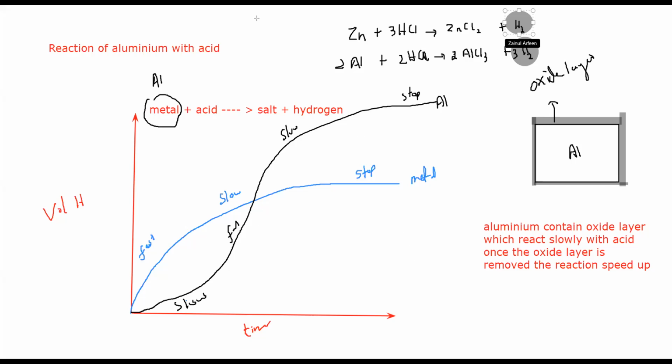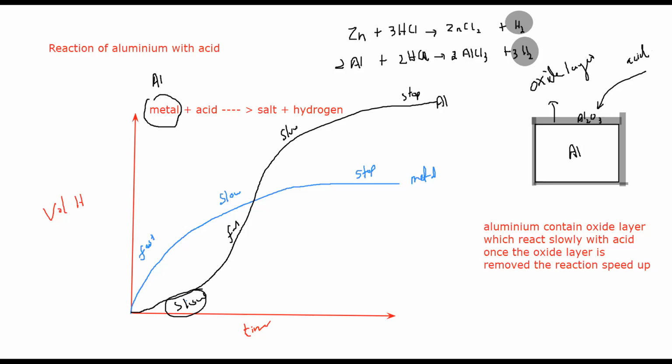So what happens when you have a piece of the metal, aluminium? Aluminium reacts with the surrounding oxygen, and it will form aluminium oxide. So the top layer of aluminium is actually not aluminium, it is aluminium oxide. And aluminium oxide does not react easily with acid, it reacts slowly with acid. That's why in the beginning, the reaction is slow. Why is the reaction slow in the beginning? Because the acid was reacting with the protective oxide layer on the surface of aluminium.